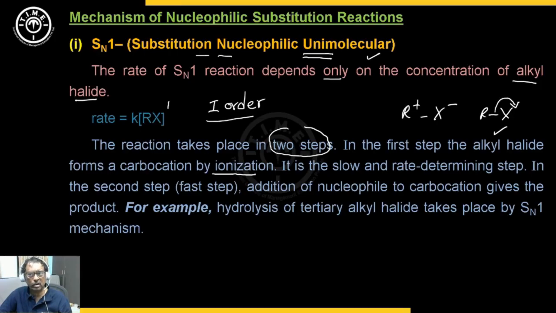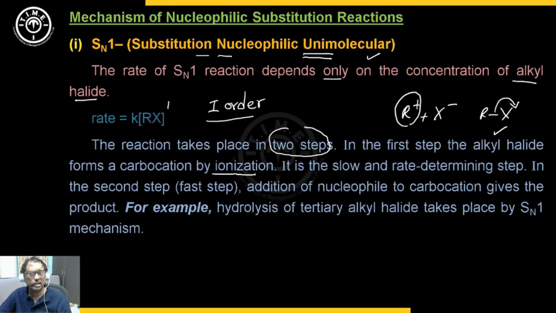So, X minus is coming out first. R plus, if it is stable, will be formed easily. So this SN1 mechanism happens only when the carbocation is stable. Keep that in mind.